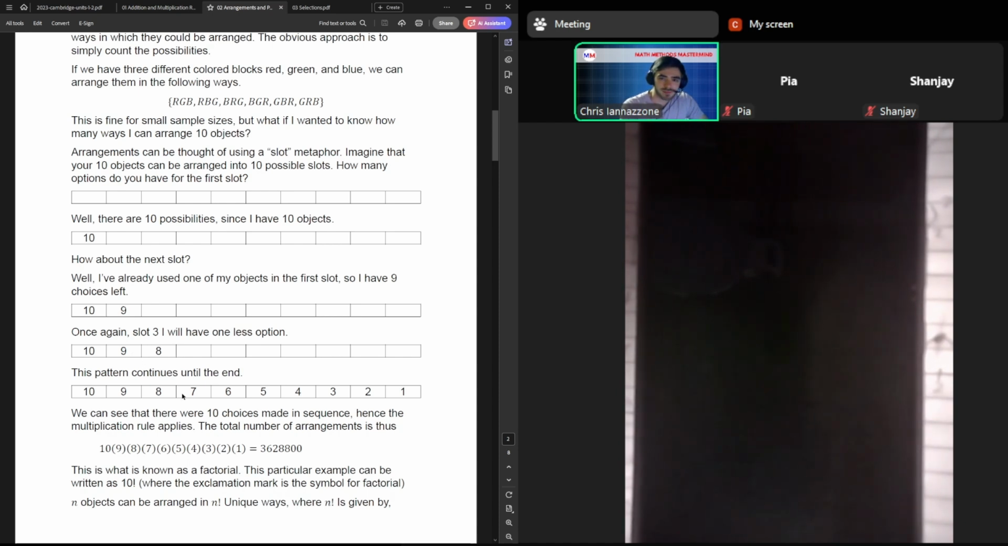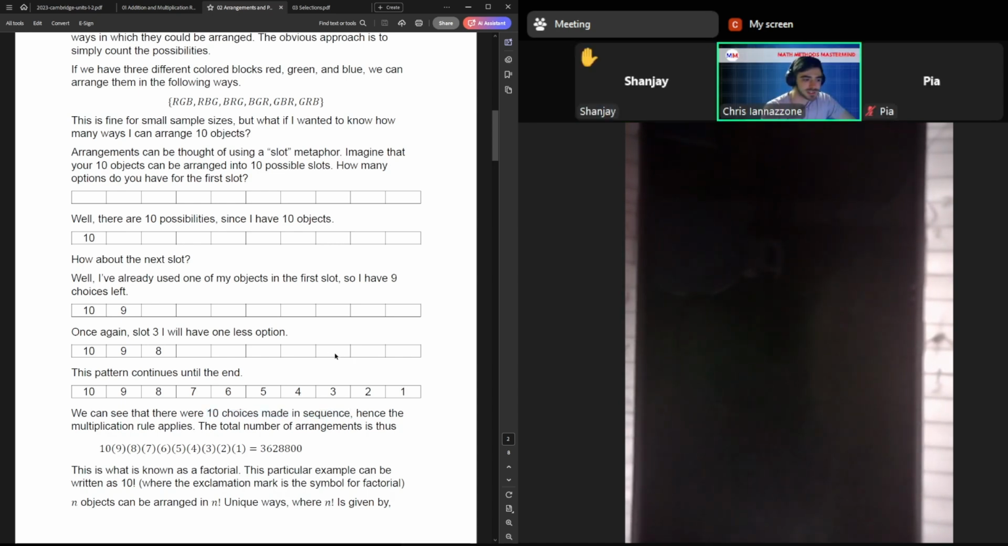You can see the pattern from here. Every time you go to the next spot, you decrement the number of possible choices, and what you'll find is the pattern will basically be a decrement by 1 every single time. And so if you wanted to figure out how many possible arrangements you could arrange these 10 objects in, well, you've got a number that, what's that, 3.62 million? Looks like it. Yeah, 3.63 million.